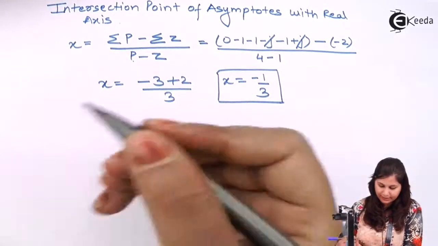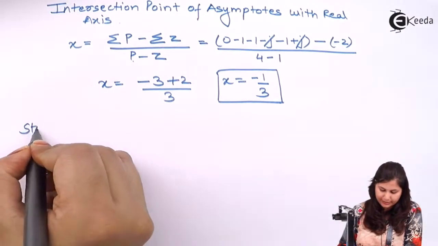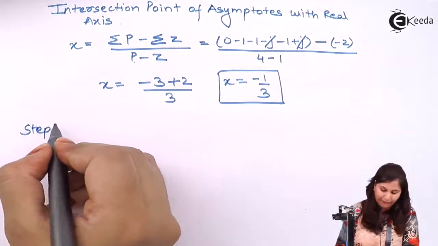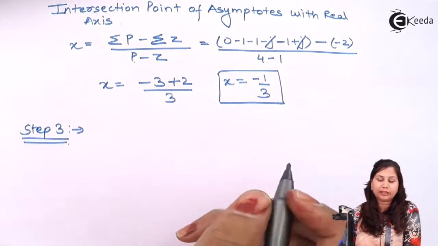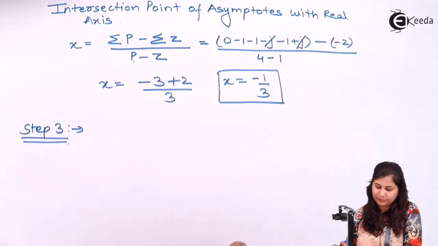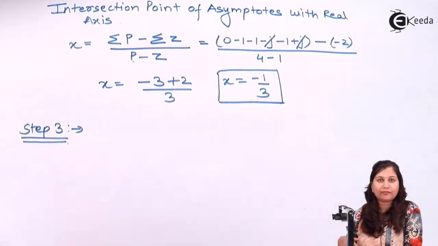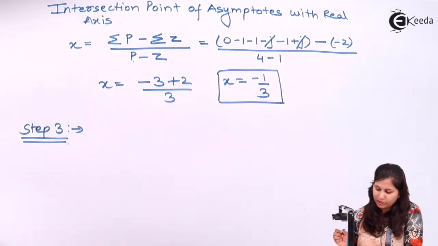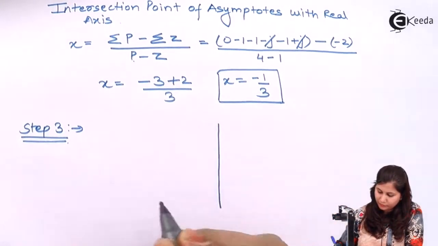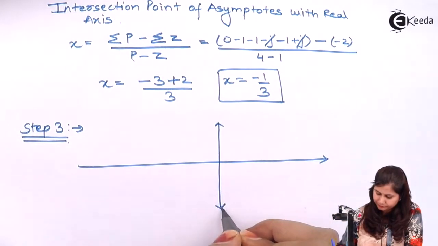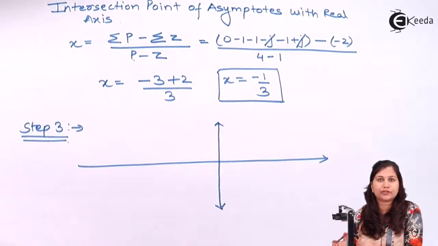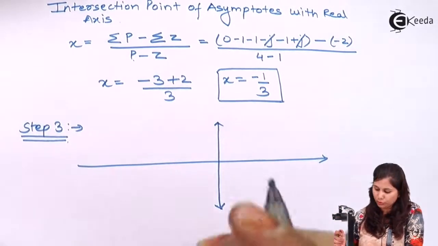Now next step, we are having step number 3. So our step number 3 will be to determine the breakaway point. How we can know that we have to find the breakaway point or not? Just first plot the poles and zeros to determine the direction of the branches of the root locus.